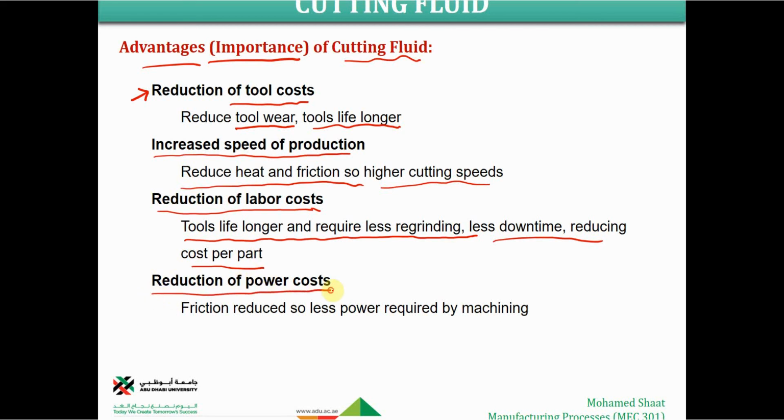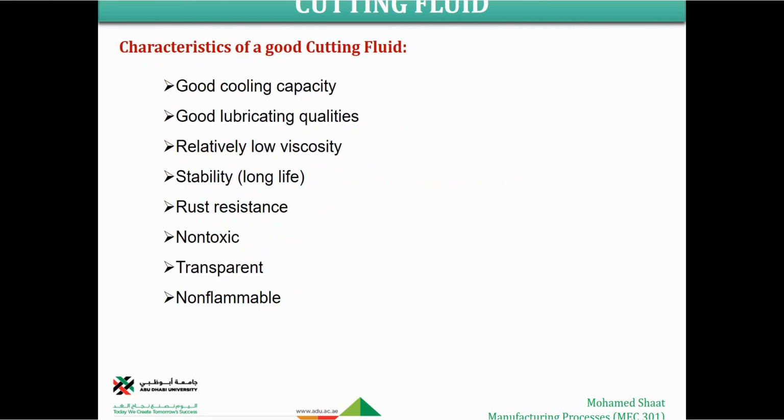Also, there is a reduction of the power cost, because the friction is going to reduce, and friction means more force. If we do have high friction, it means that we're going to require more power and more machining force to cut the chip. So that's why using the cutting fluid will definitely reduce the friction, and it will save more cost in terms of the power.